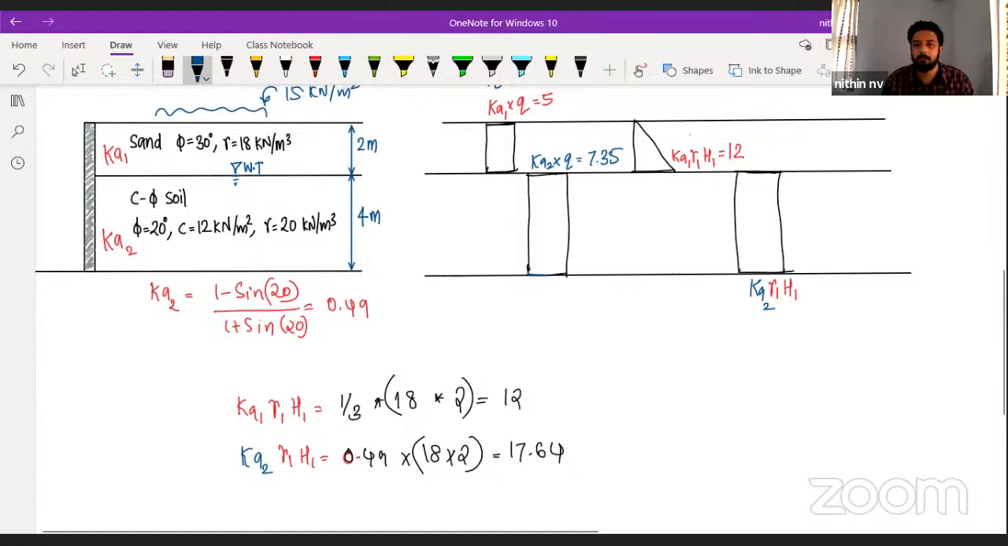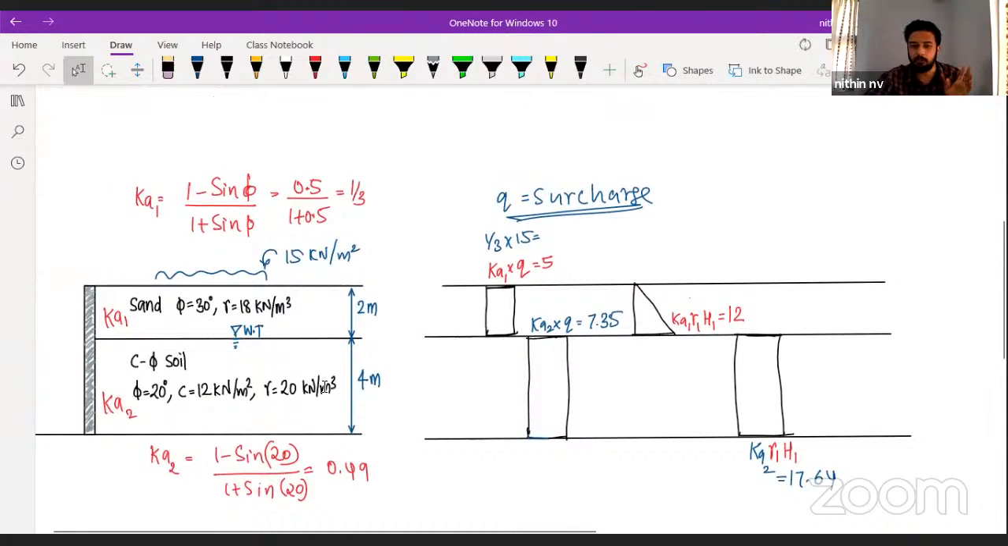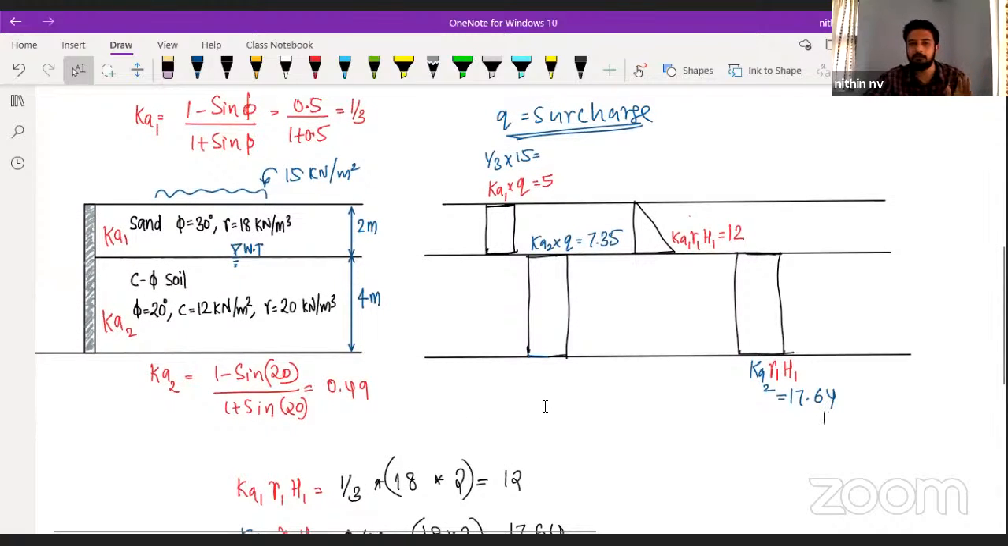Understood? Are you following me? Yes. Thank you. So as of now, we have taken the effect of surcharge. We have taken the effect of the sand layer also. Now what is remaining? Now we have to take the effect of the C5 soil. See, everything I am drawing separately just for your understanding. We can draw everything together also, no problem. The effect of a particular soil in that soil will always be triangular like this. What will that value be?